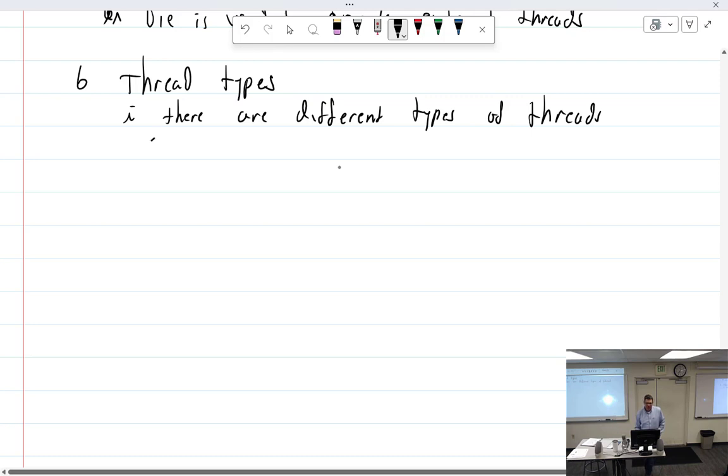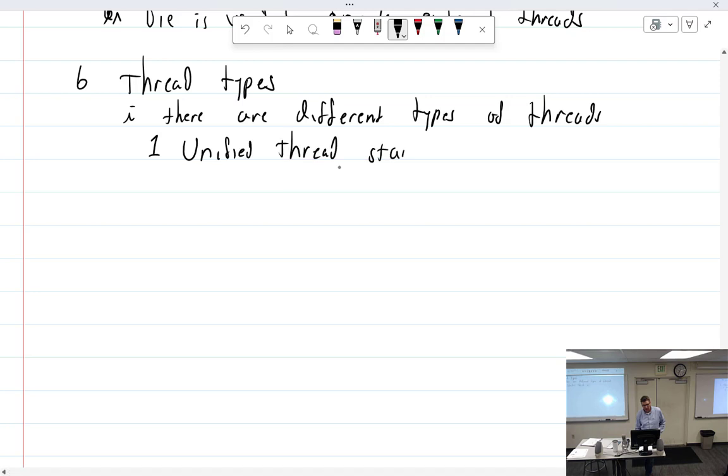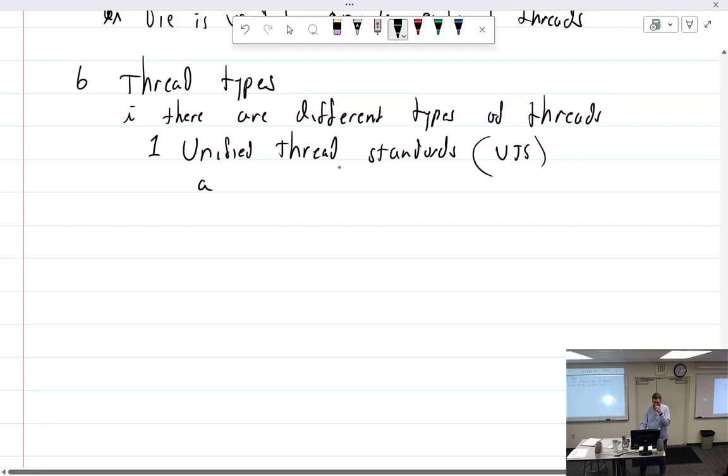We can pretty much distill it down to two types, but there's actually several different types. Some of these I've never even heard of or even explained in this way, except for, I'm going to explain it now. Unified thread standards, or the UTS. I've really never heard of unified thread standards, but you will often hear the subcategories quite a bit.